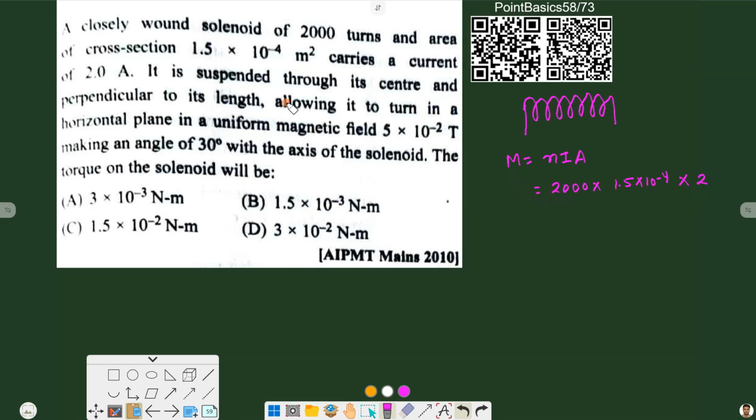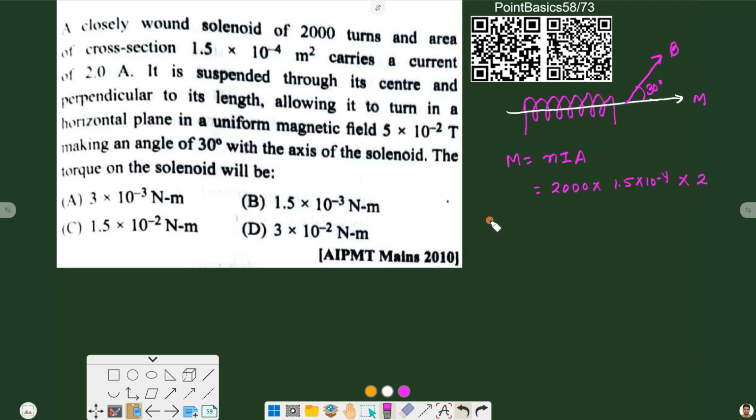And it is mentioned that the magnetic field is making an angle of 30 degrees with the axis of the solenoid. Now, this is the axis of the solenoid, and this is also the direction of the magnetic moment of this solenoid. So this is our magnetic field, and this is our magnetic dipole moment, and they have an angle of 30 degrees between each other.